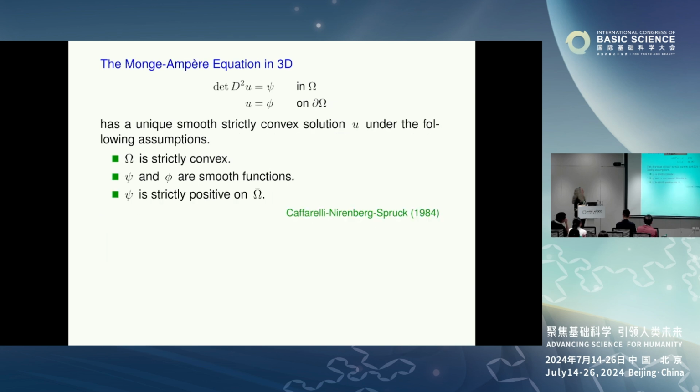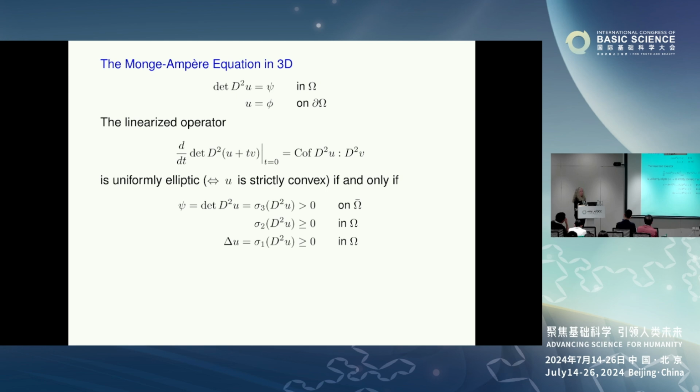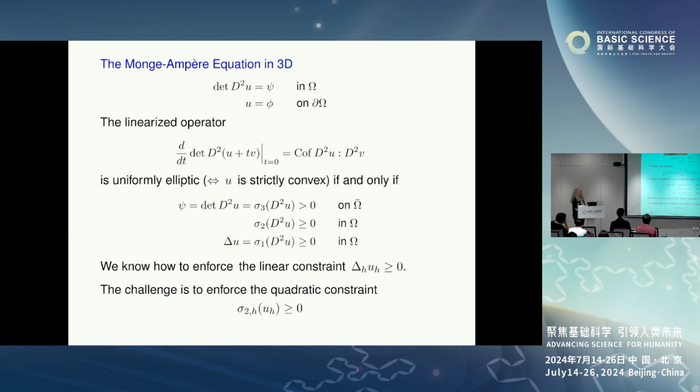Finally, we have a Monge-Ampere equation in 3D. The linearized operator is uniformly elliptic if and only if psi is strictly positive, the two Hessian and the Laplacian of U are greater than or equal to 0. We know how to enforce the linear constraint for the Laplacian. The challenge is to enforce the quadratic constraint for this two Hessian.